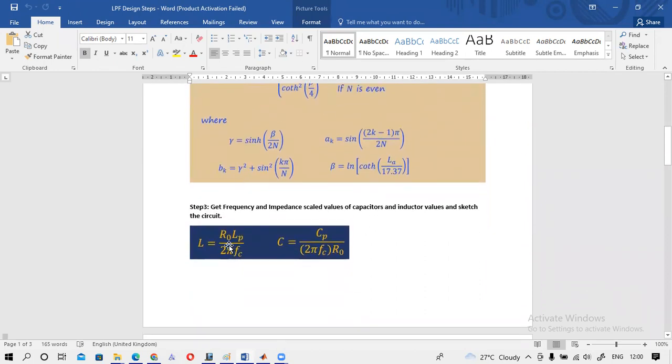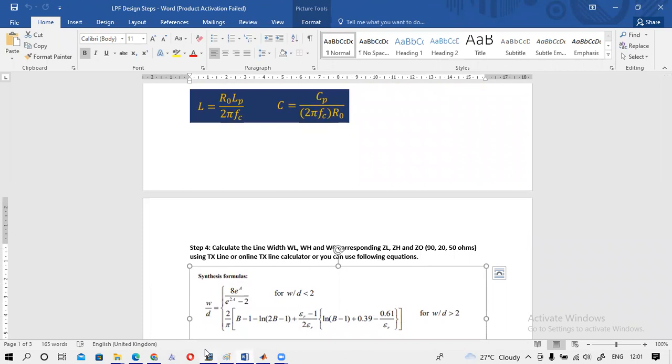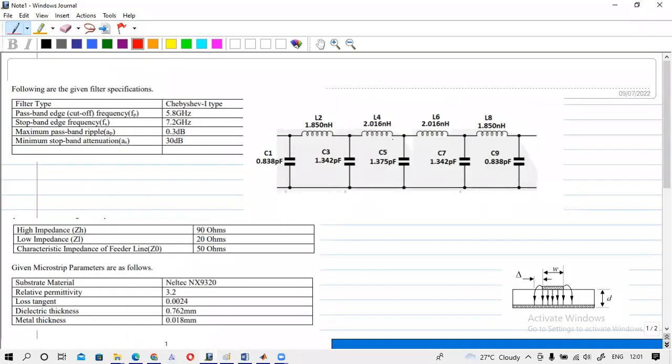Then we scaled them to our impedance and for the required frequency. So finally we got this ladder circuit. This is our LPF actually. So this is our low pass filter.